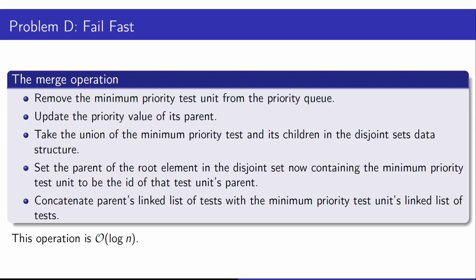So in the merge operation, we remove the minimum priority test from the queue. We'll update the priority value of the parent if relevant, take the union of that test and its children, update its parent, and then we'll concatenate the linked lists.